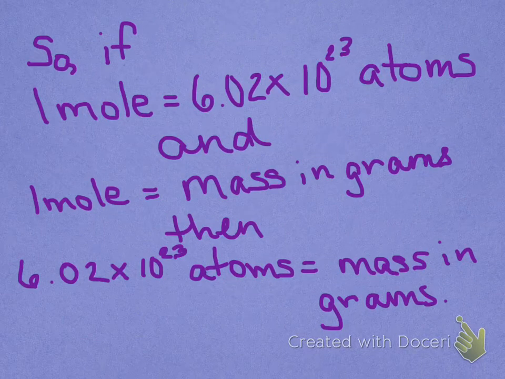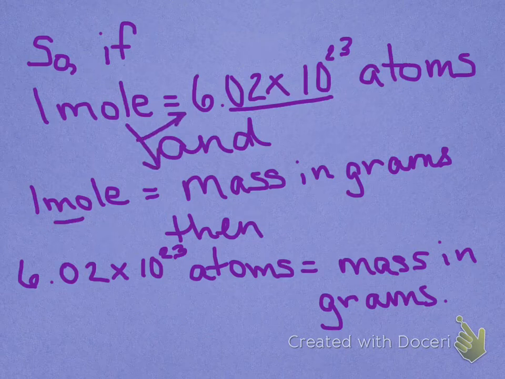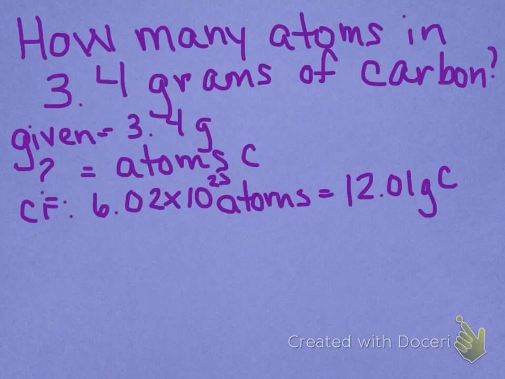Because we said 1 mole is equal to Avogadro's number, and 1 mole is equal to the mass in grams, what that tells us is that we can say 6.02 times 10 to the 23rd atoms is equal to the mass in grams by combining those two equations. So let's look at an example.